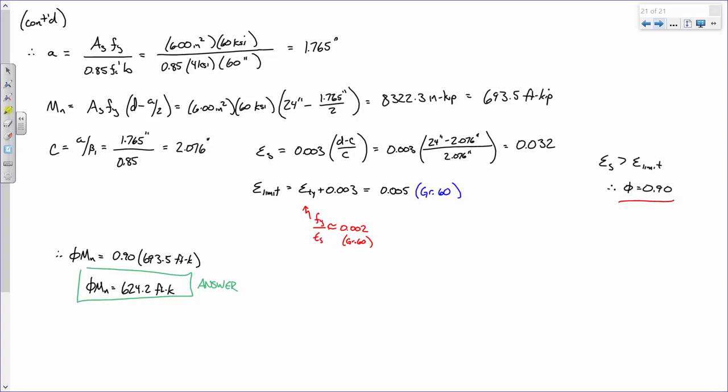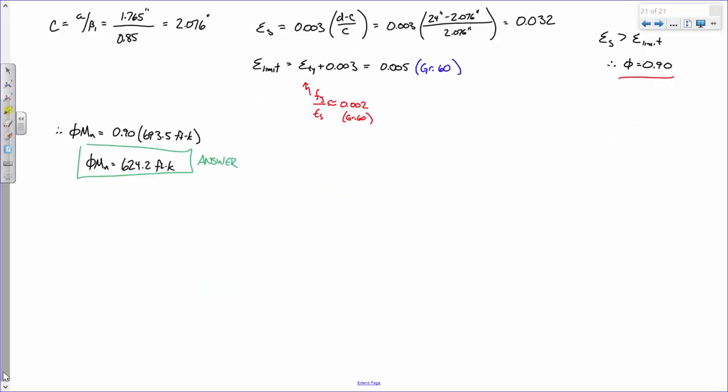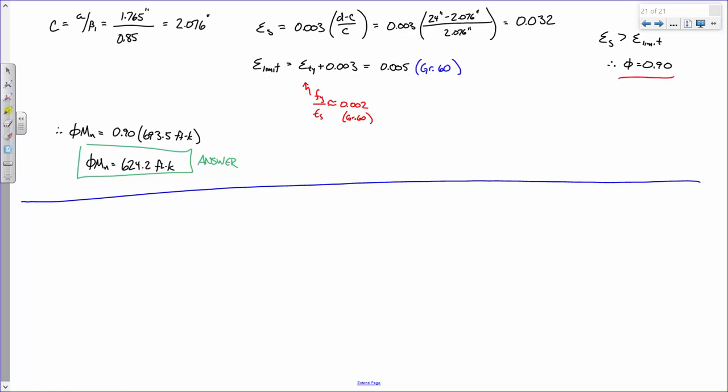Now, here's the thing. It's a little unclear, but I actually kind of cheated just now. It doesn't really matter that I cheated, but I cheated, and I'm going to show you why. What I did is I compared the strain in the steel against the limiting strain, but that's actually not the correct thing to do. The correct thing to do is instead compare the maximum tensile strain against the limit. The code says that you compare epsilon sub t, not epsilon sub s. And you're like, what are you talking about, Dr. Mike?